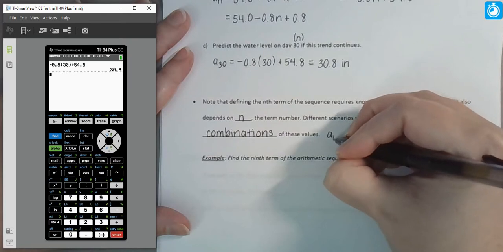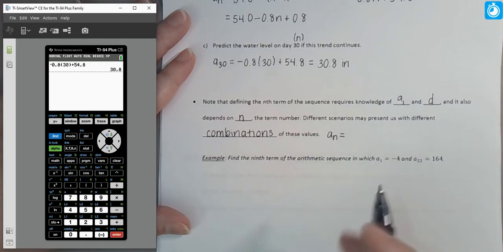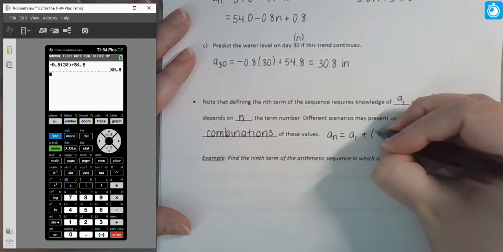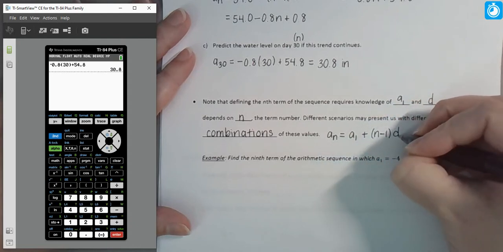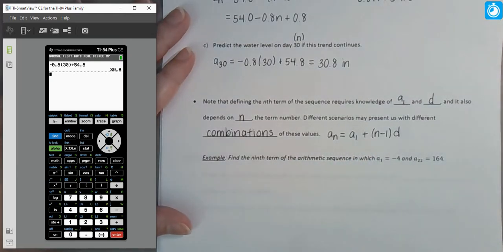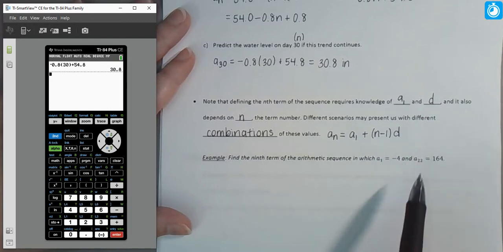And again, we always fall back on the fact that our formula is structured in such a way so that the nth term, any specific term in the sequence, is defined as the first term plus n minus 1 times our common difference. Everything comes back to this formula. So depending on what information we're given, we can use that given information to structure our formula and then interpret accordingly. So for example, we want to find the 9th term of the arithmetic sequence in which a1 is equal to -4 and a sub 22 is equal to 164.